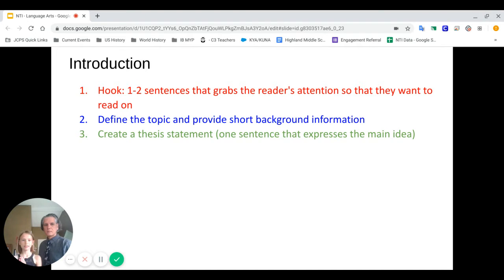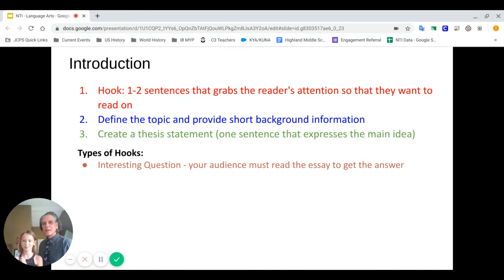One sentence that expresses the main idea. All right, I think you got this one. Would you like to see some types of hooks, Ingrid, so that we know what a hook is? Yep. Okay, then. Oh, look at that. Types of hooks. It's almost like I planned this.